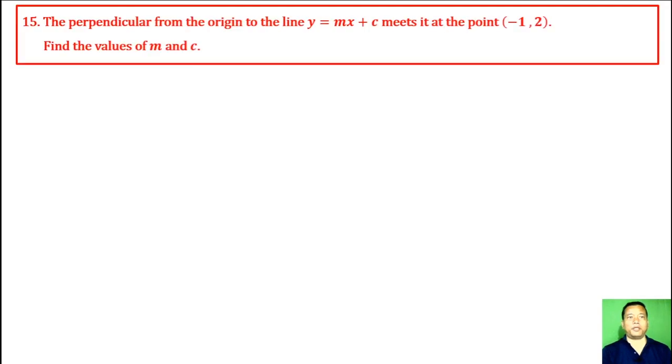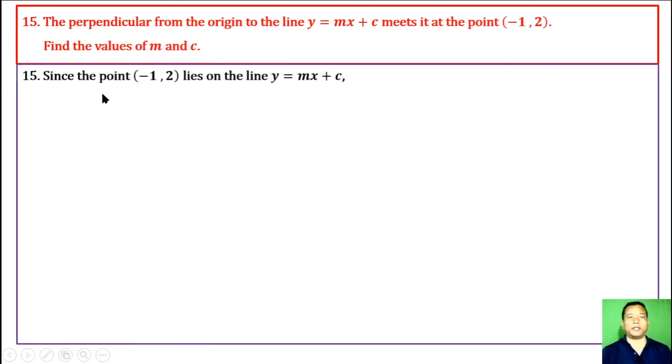Question number 15. The perpendicular from the origin to the line y equal to mx plus c meets it at the point minus 1, 2. Find the values of m and c.